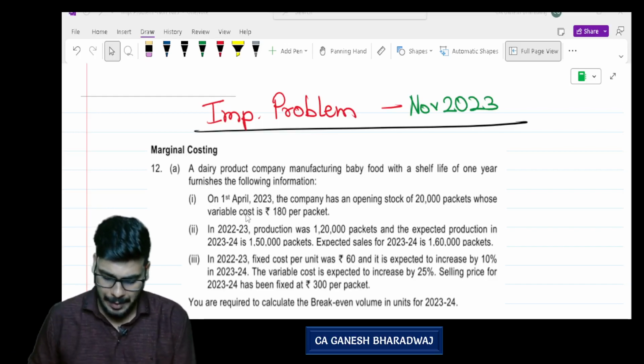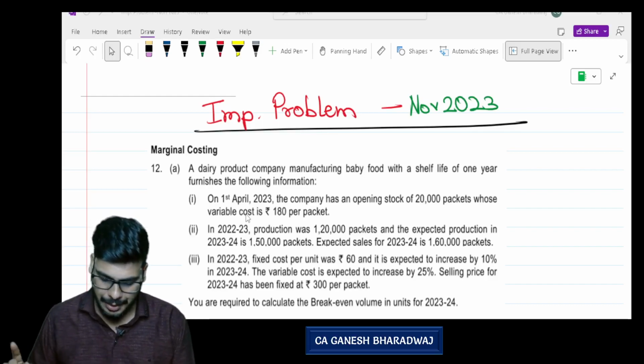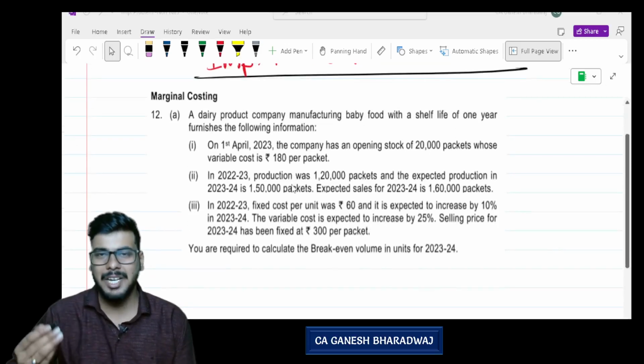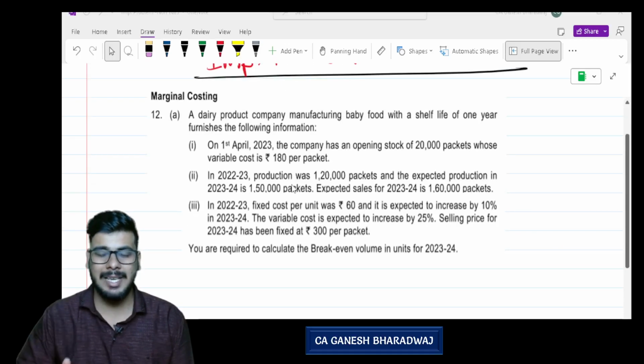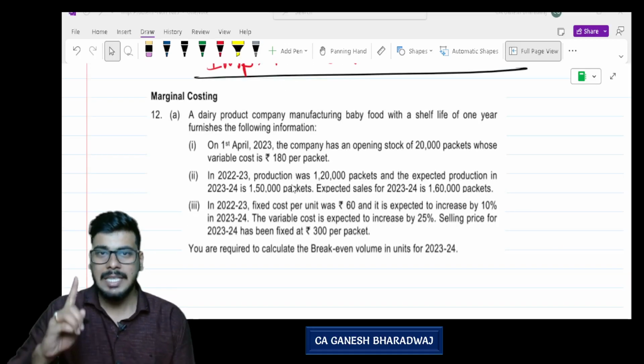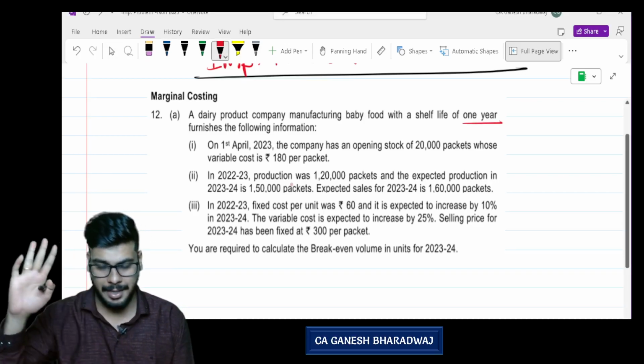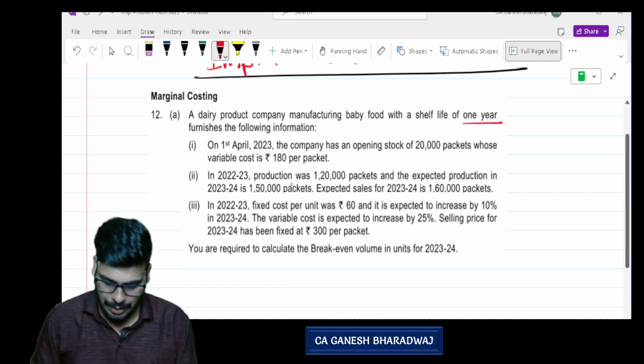Let's get started. A dairy product company manufacturing baby food with a shelf life of 1 year furnishes the following information. So there is a company that manufactures baby food, let us say, for example, Cerelac. Some baby food product they are manufacturing. This has an expiry of 1 year, so it has to be sold within 1 year, right? What are the data they are giving in the question?